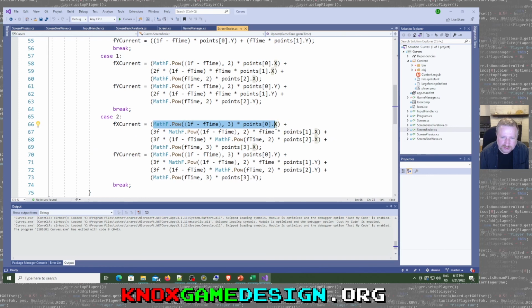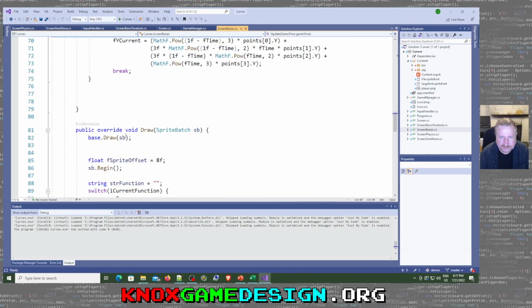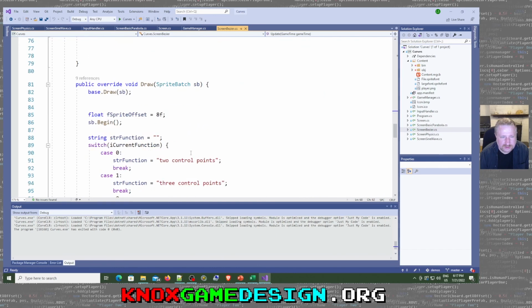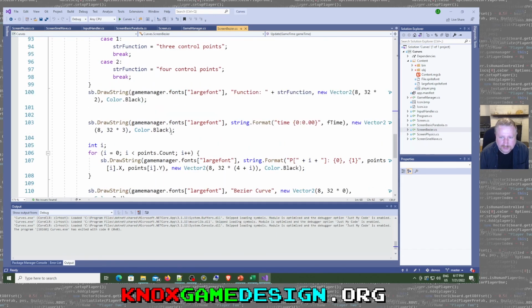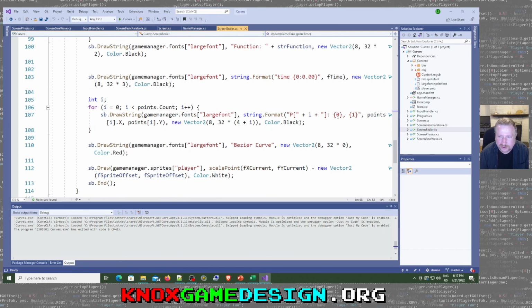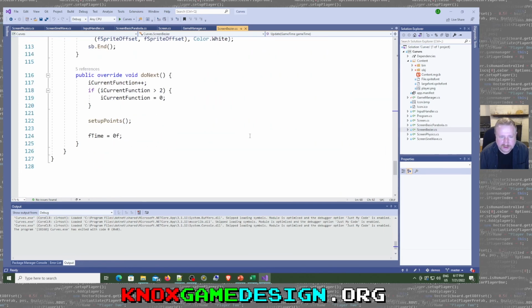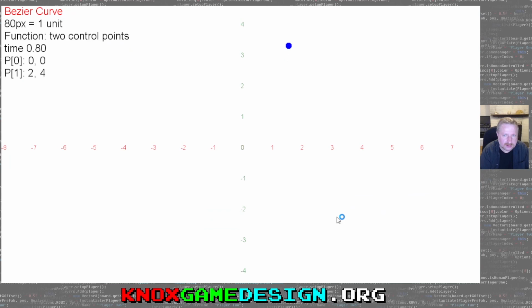I'm not going to read all this, but it's like cubed. Same thing with cubed, multiplying by 3. But that's what it looks like in code there. So yeah, basically the draw is just putting out debug messages right there, and it's going to print out our control points. So here's our Bezier curve.